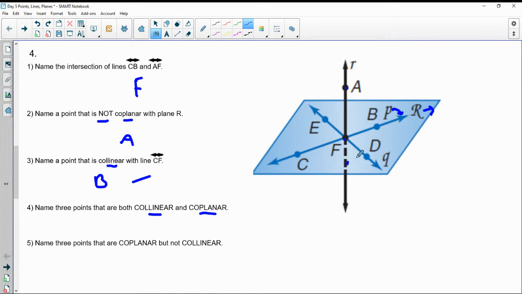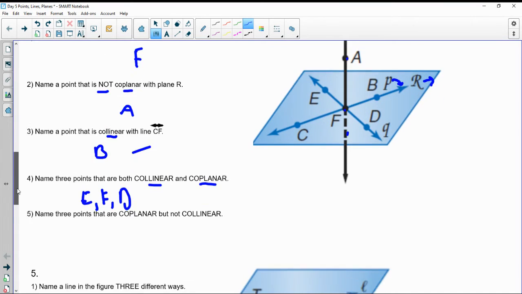You just can't name the plane with collinear points. So I'll use E, F, and D. To show that I'm not naming a plane, I'm going to put commas between them. I'm sorry, my handwriting is really bad today, apparently.